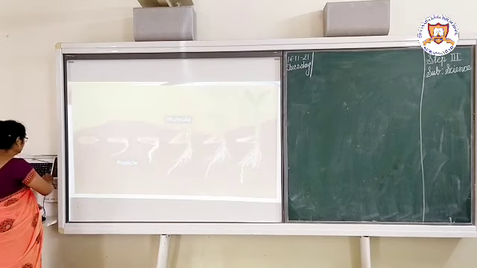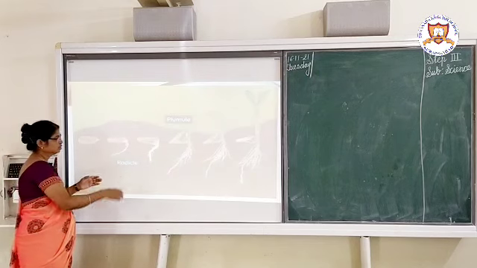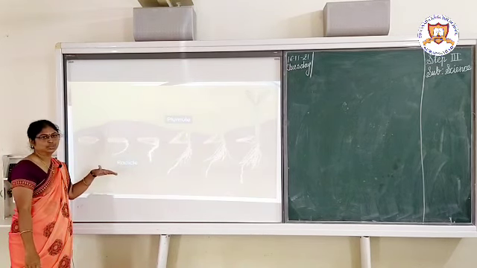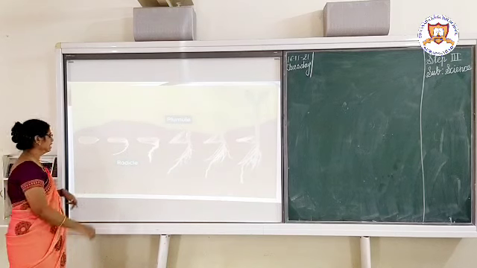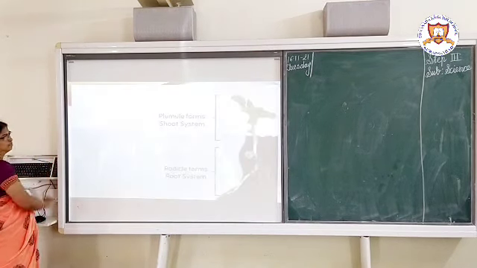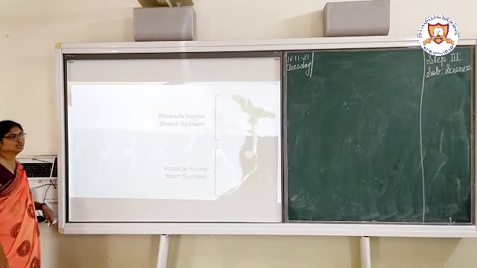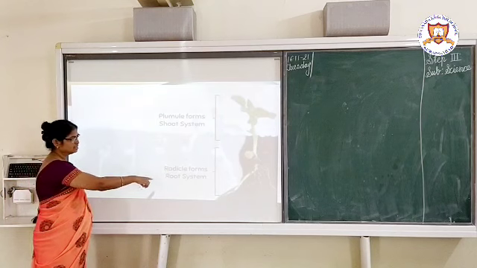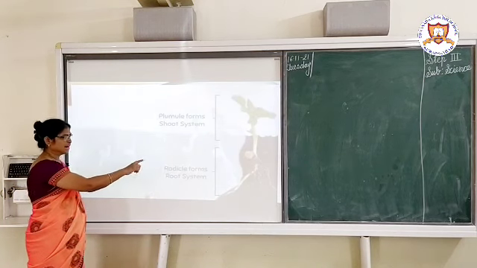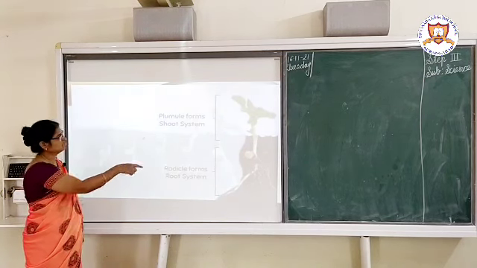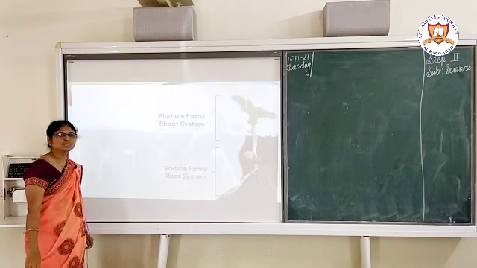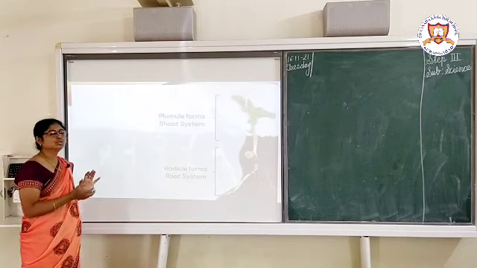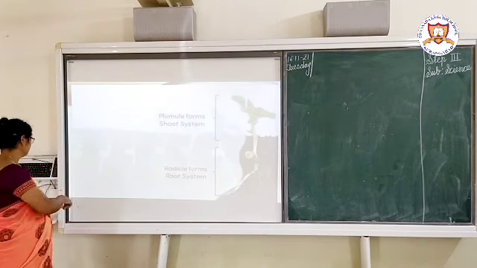In this way, the part which grows below the ground is called the root, and the part which grows above the ground is called the shoot. So there are two systems in the plant: the root system and the shoot system. The radicle forms the root system and the plumule forms the shoot system. First of all, we will see about the root system and shoot system.